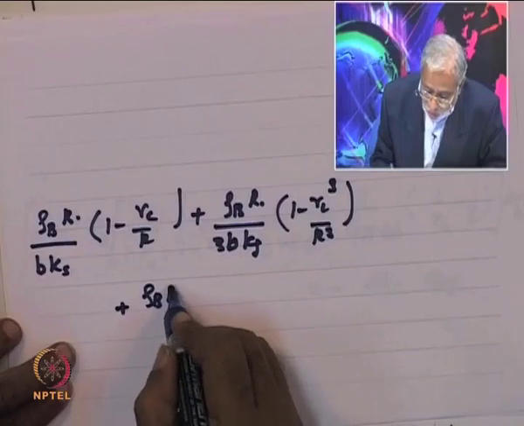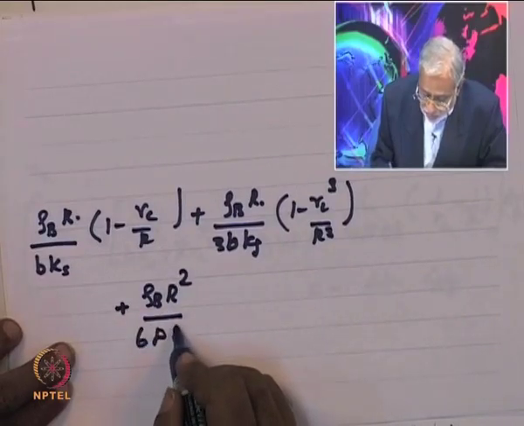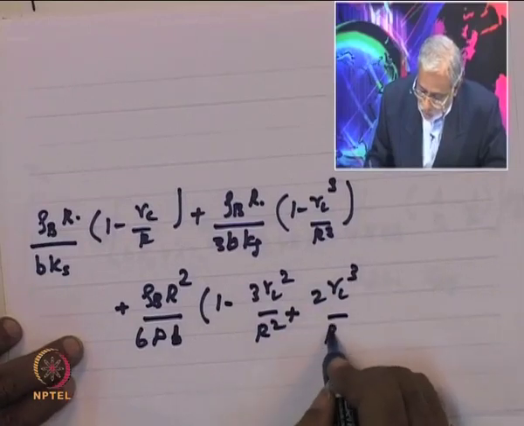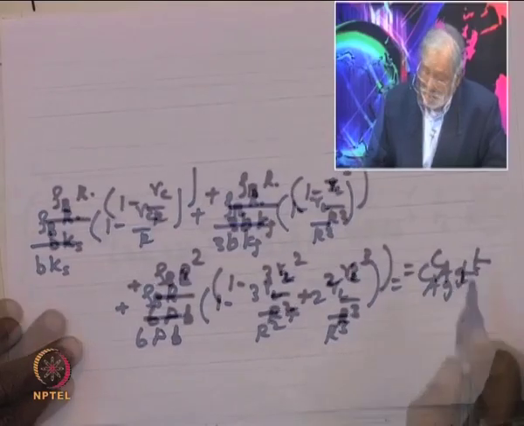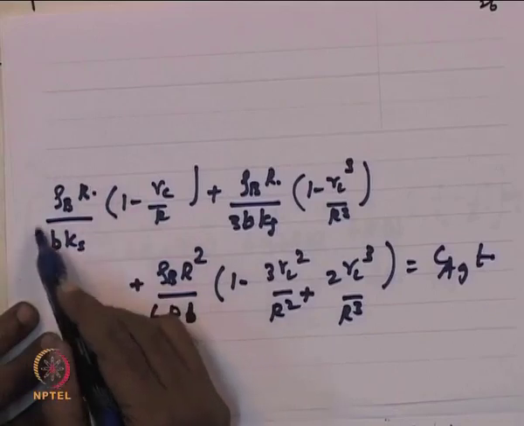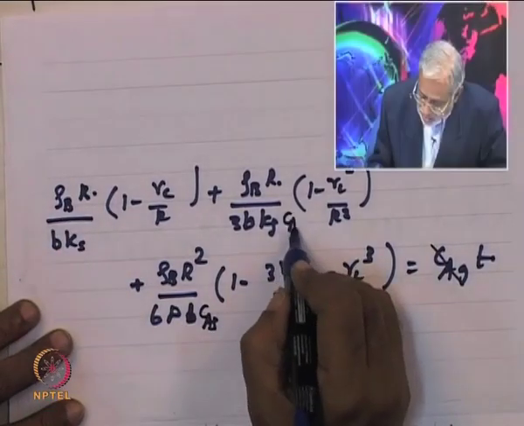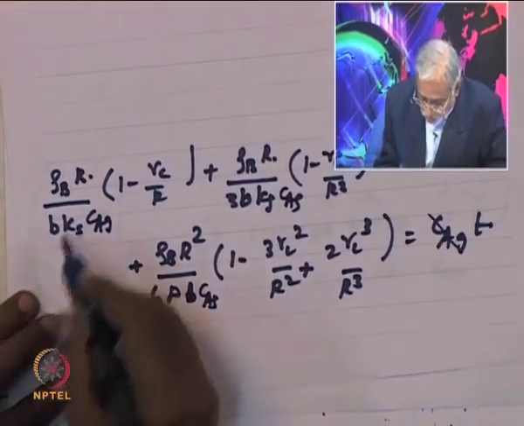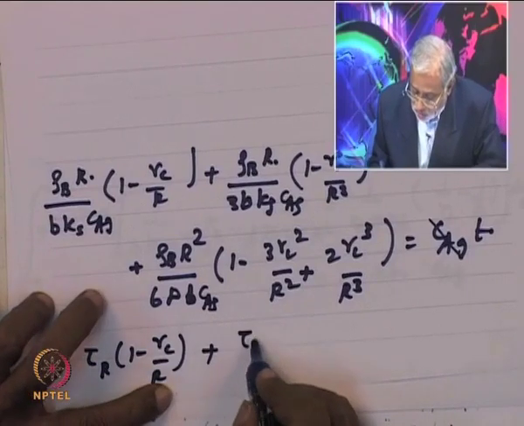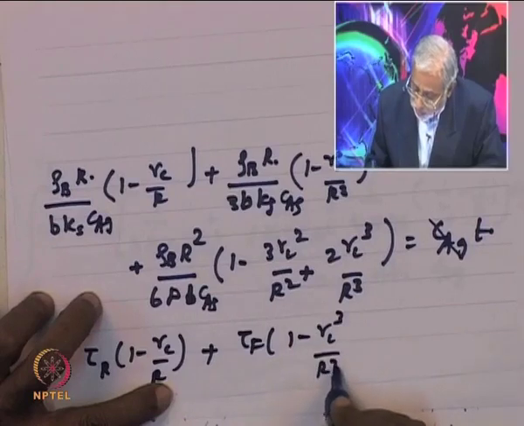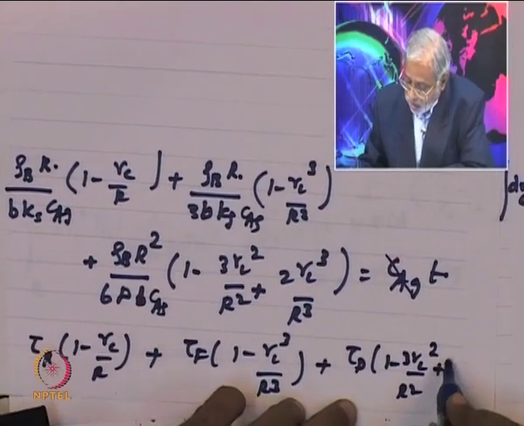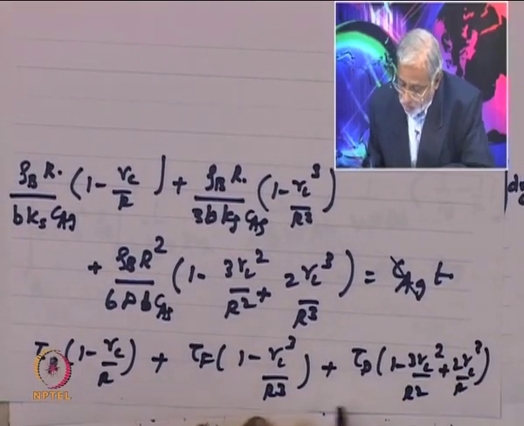The next term is rho_b R squared divided by 6 b D into 1 minus 3 R_C squared by R squared plus 2 R_C cubed by R cubed, equal to C_AG times t. Now you can put the C_AG here, and notice that this whole thing can be written as tau reaction times 1 minus R_C by R, plus tau film times 1 minus R_C cubed by R cubed, plus tau diffusion times 1 minus 3 R_C squared by R squared plus 2 R_C cubed by R cubed, equal to time.